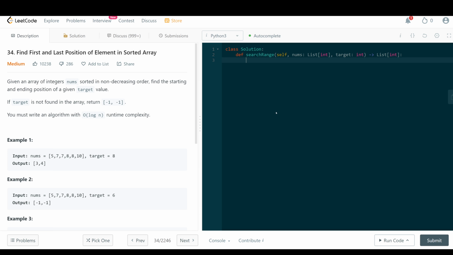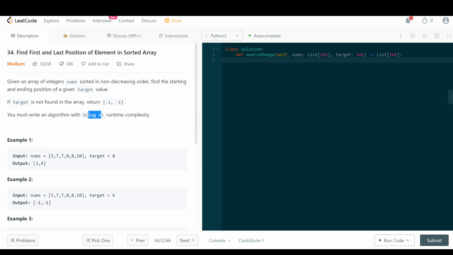LeetCode number 34. In this problem, we are given an array that is sorted in non-decreasing order. That means the numbers are increasing, and we need to find the starting and ending position of a given target value. If the target is not found, then return -1 and -1, and we must write an algorithm in O(log n). That means we need to use binary search.